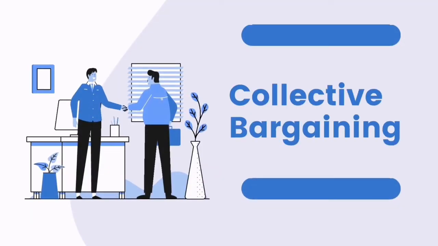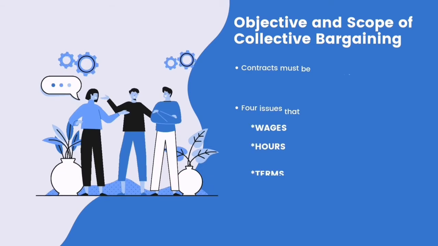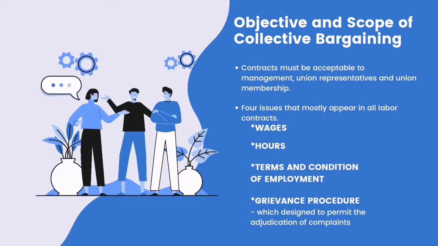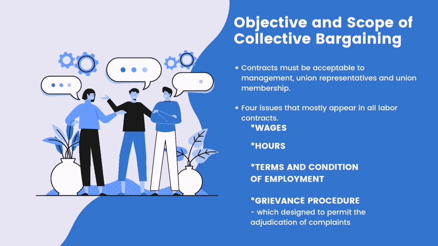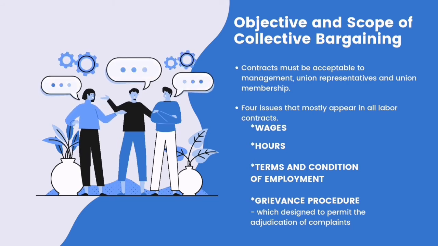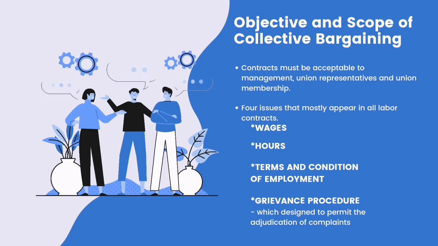Collective bargaining. Objective and scope of collective bargaining. Contracts must be acceptable to management, union representatives, and union membership. There are 4 issues that appear in almost all labor contracts. These are wages, hours, terms and conditions of employment, and grievance procedure, which is designed to permit the adjudication of complaints.